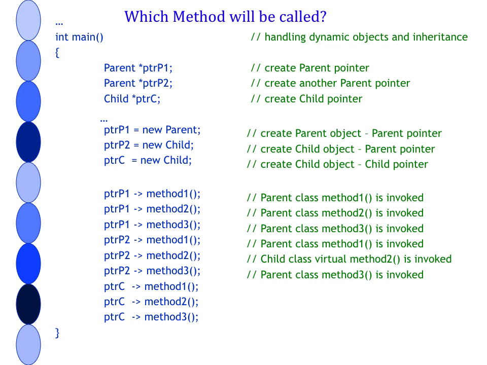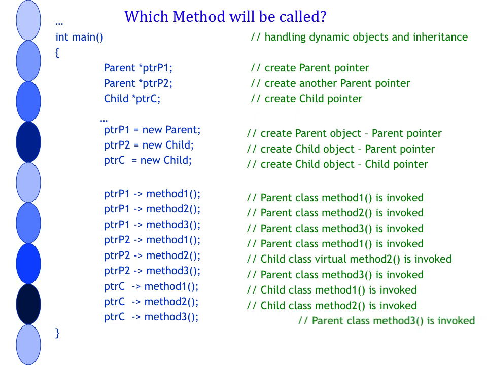Now the last one, I have a child being pointed to by a child pointer. This is an example of static binding. So all the methods there are from the child, unless the child doesn't have it, then it will be the parent. So method 1 is from the child, method 2 is from the child, and method 3 will be from the parent, because the child doesn't have method 3.